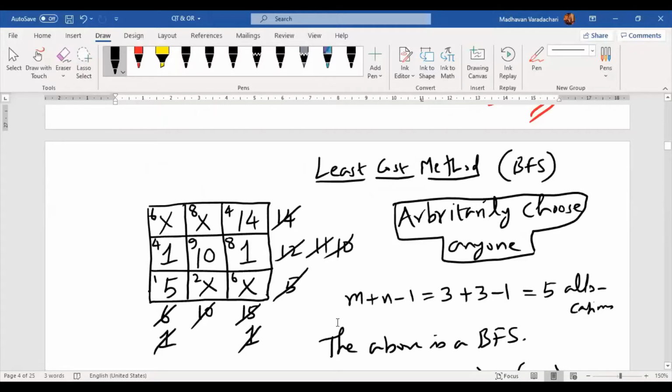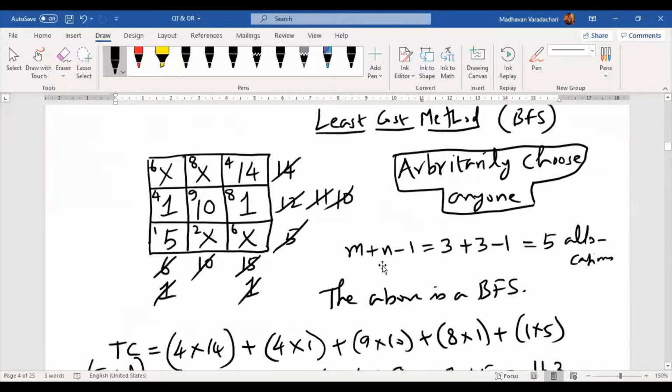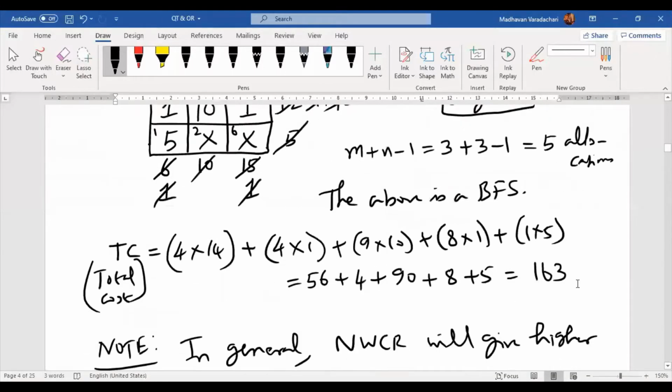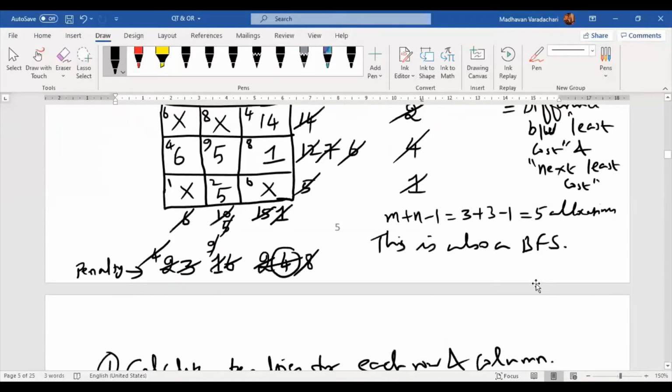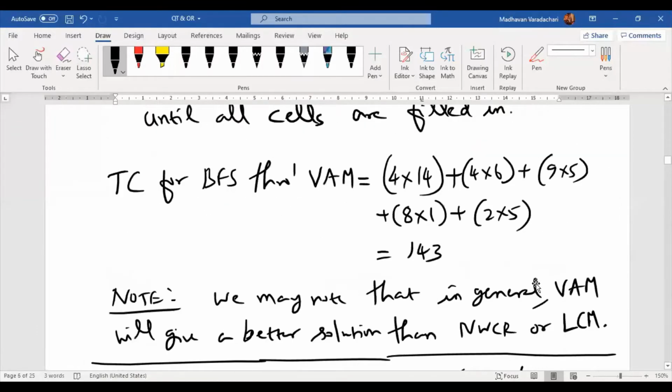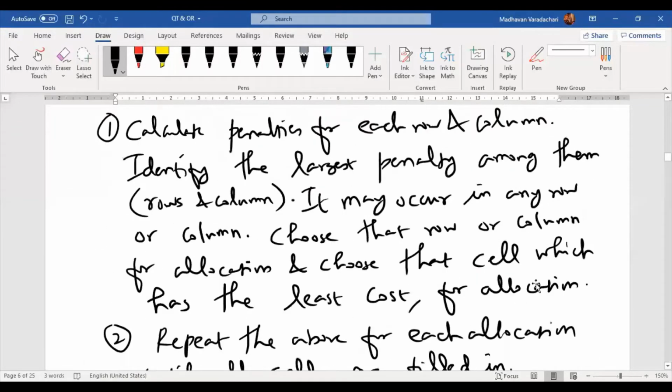Not so good BFS. Definitely the least cost method is not so good, because you got a cost of 163, whereas this is definitely good. Which one? VAM, because you got a cost of 143. So I am going to use a not so good BFS and see how much time I take to achieve the optimal solution.